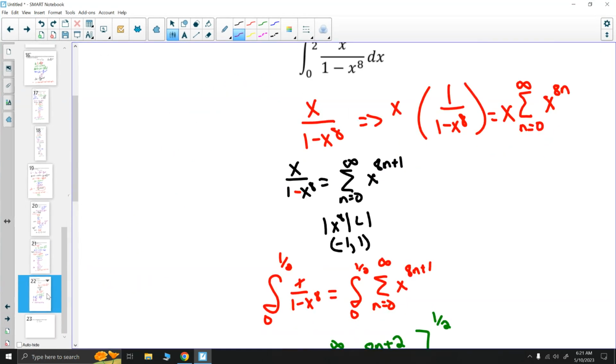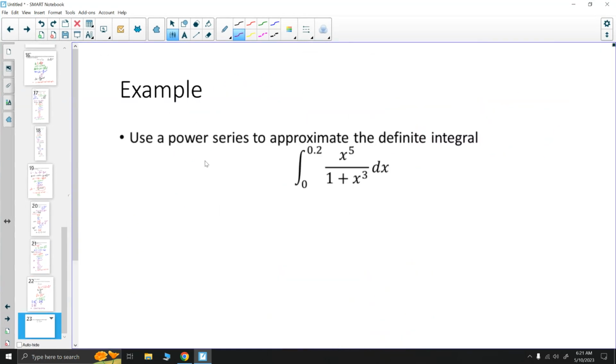All right, let's do one more. Use a power series to approximate the definite integral here. Okay, so we're from 0 to 0.2. We have x to the 5th over 1 plus x cubed. So first of all, this isn't really a good form for us. If we pull out the x to the 5th, that'd be 1 over 1 plus x cubed. That's almost a good form for us.